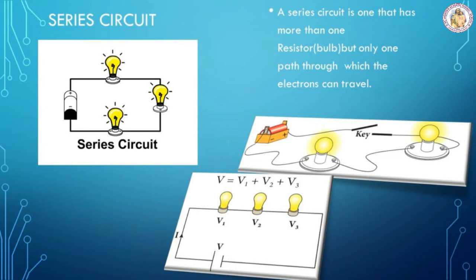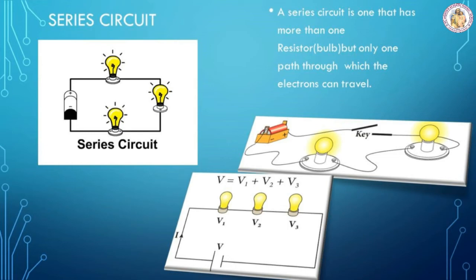So current through the circuit remains same throughout the circuit, but the voltage gets divided across the bulbs in the circuit. In the given picture, you can see the series circuit. Two bulbs are used as resistors. In this series circuit, charges, that means the electrons from the battery, have only one path to travel.